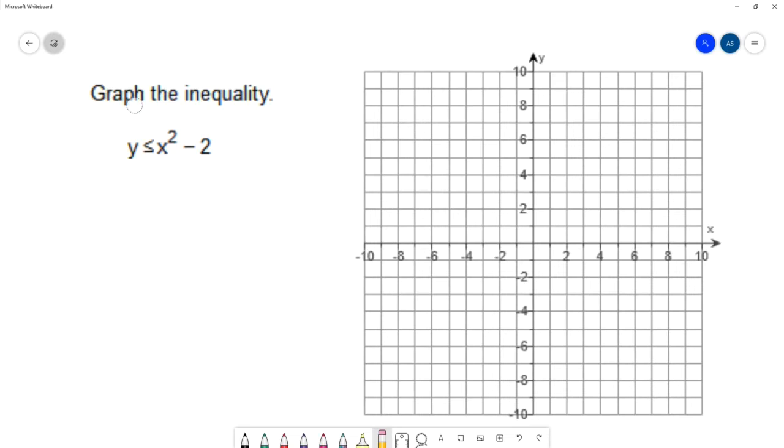For this question, we want to graph the inequality y is less than or equal to x squared minus 2. This is considered to be a nonlinear inequality. And what we do is we graph this type of inequality in two parts. We start by graphing the boundary.